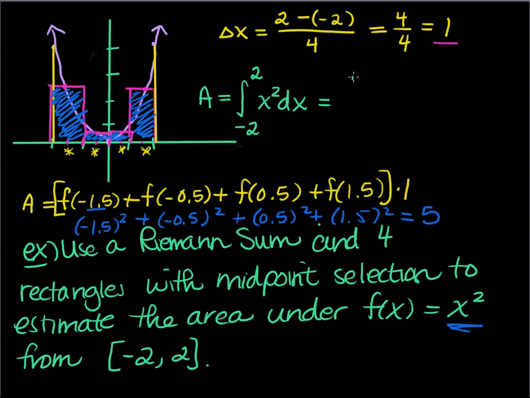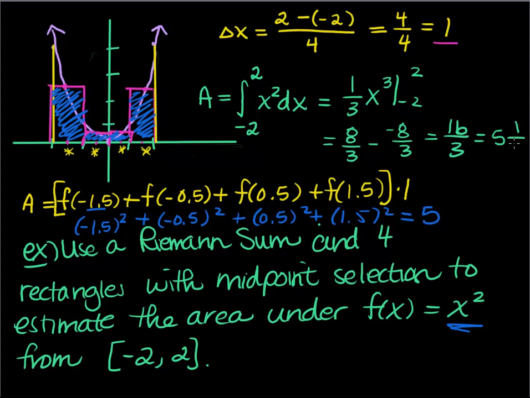Oh man, I'm almost at a half hour. I hope you're still with me. Which is 1/3 x cubed from -2 to 2, which is 8/3 minus -8/3 when you cube a negative. So I actually know that the actual area is 16/3, which is 5 1/3. So we actually aren't off too much with the 5. That's a pretty good approximation using only 4 rectangles.